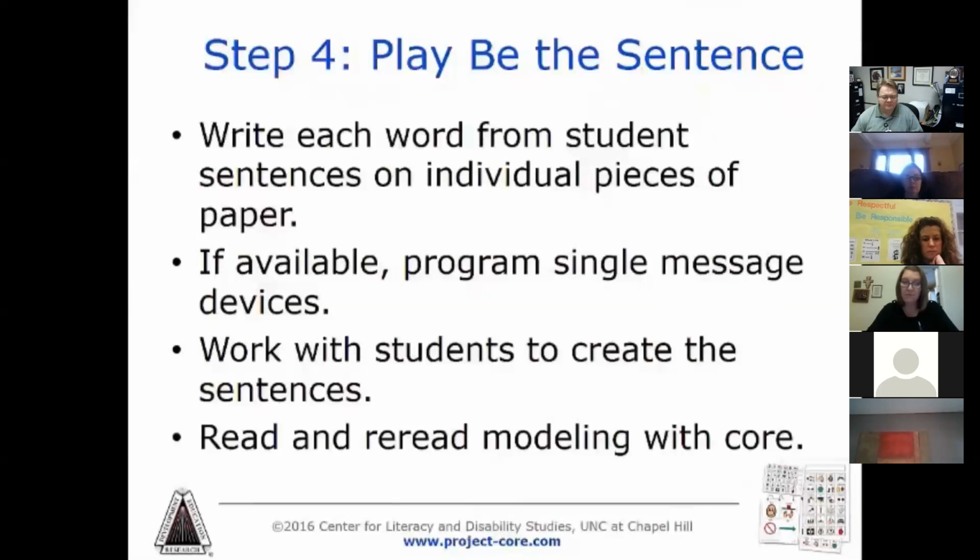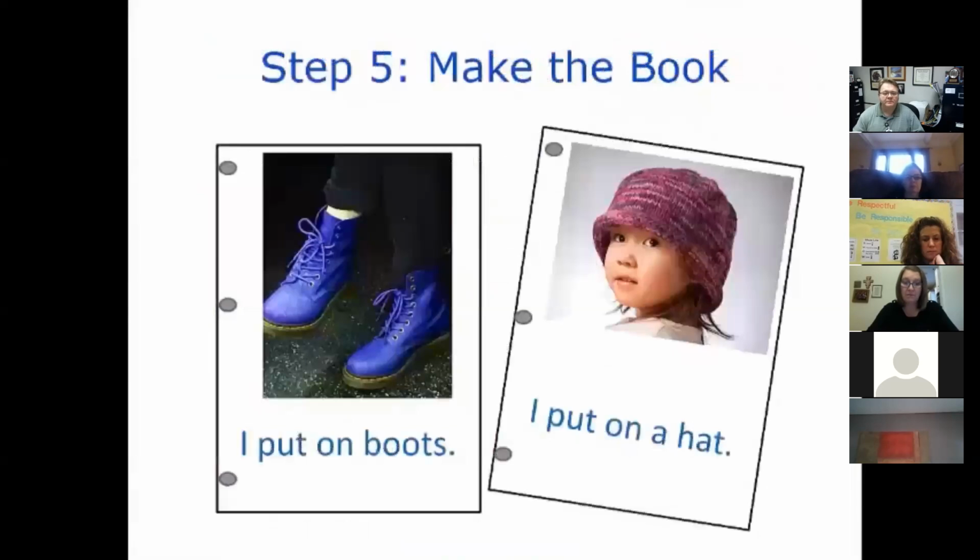As long as students remain engaged, adults can continue to give students words that make the sentence and work with students to create the sentences by arranging themselves in order. The final step of predictable chart writing is to make a class book. First, adults ask students to select an image that reflects their sentences.